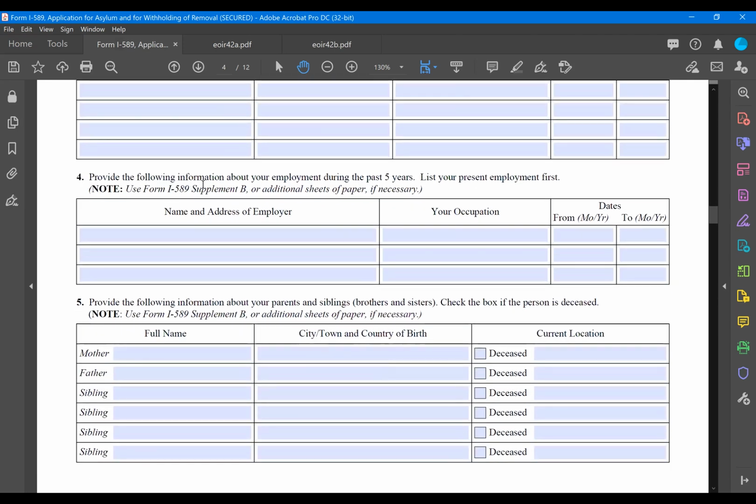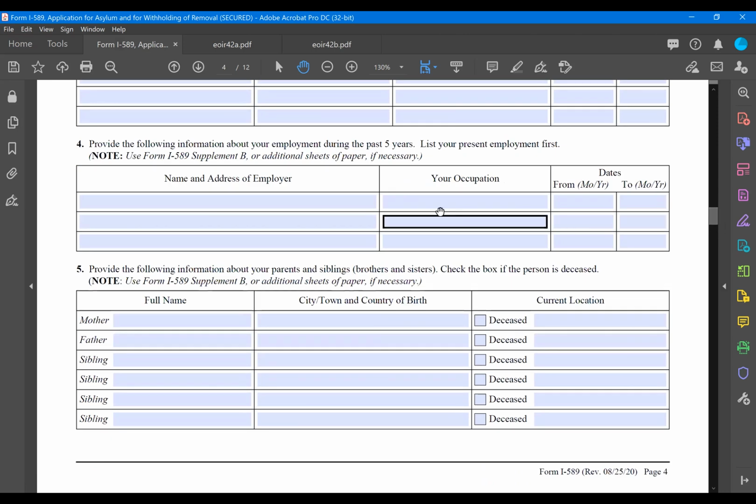Question 4, pretty straightforward. Information about your employment during the last 5 years. This one is really short. There are only 3 places, so you may need another page here. So again, this is any employment for the last 5 years. Being employed here in the US, even if they don't have employment authorization. If they worked in a third country while they were moving toward the US, while they were fleeing, if they stopped for some time and worked, include that there. And then any employment they had in their home country, of course, going back for the past 5 years.